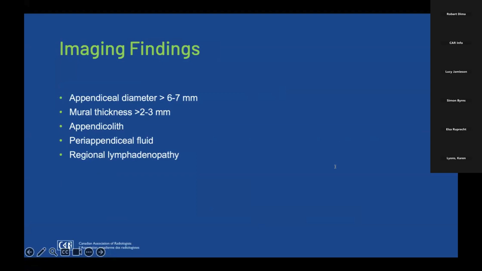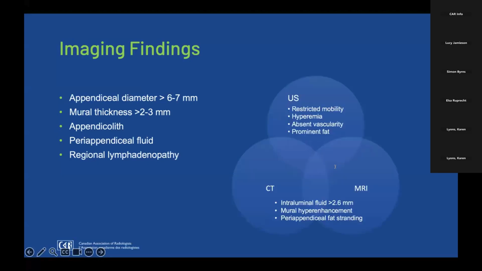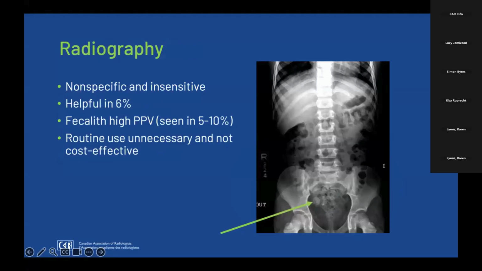In general, imaging findings on all modalities supporting appendicitis are appendiceal enlargement, wall thickening, especially more than 2 to 3 millimeters, an appendicolith, periappendiceal fluid, and regional lymphadenopathy. Ultrasound, per se, can depict restricted mobility because it's sort of a dynamic study, hyperemia or absent vascularity, and increased echogenicity of the surrounding fat. And the CT and MR features are fairly similar, which is intraluminal fluid distension. And papers have found that greater than 2.6 millimeters is relatively sensitive. Mural hyperenhancement, and then periappendiceal fat stranding.